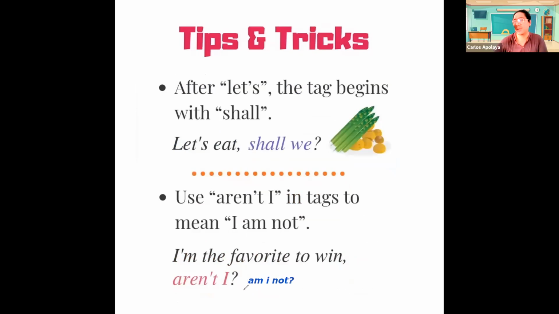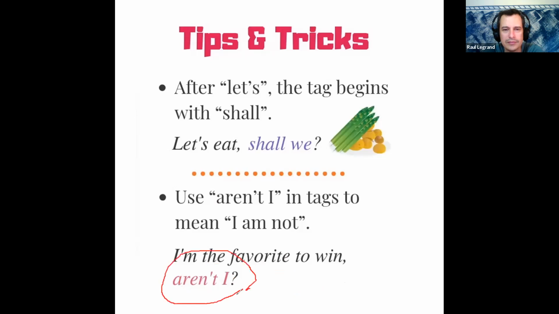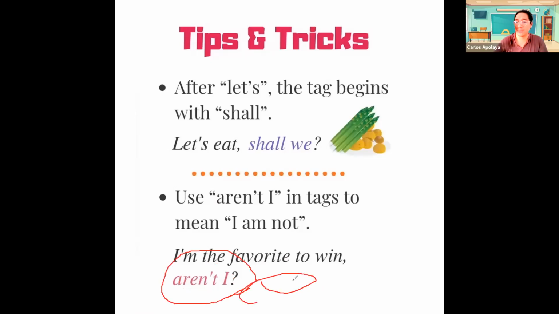To be honest, when I talk to native speakers and they want to make sure that they mention something, they use "aren't I" or "am I not?" This is like 60% and this is like 40%. Even when "am I not" is correct, they say "aren't I."